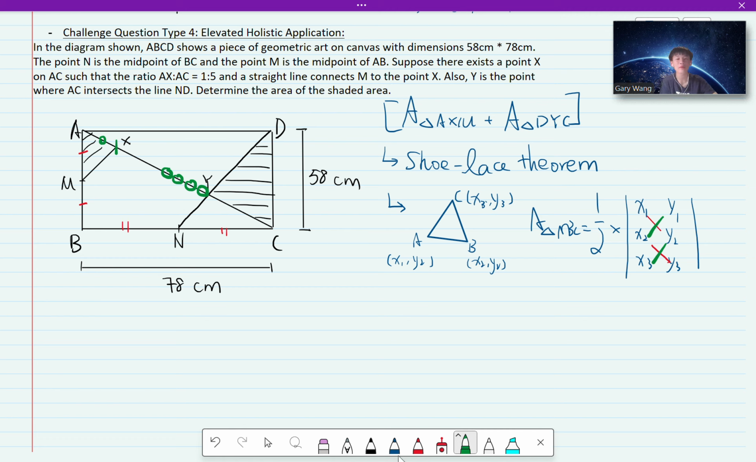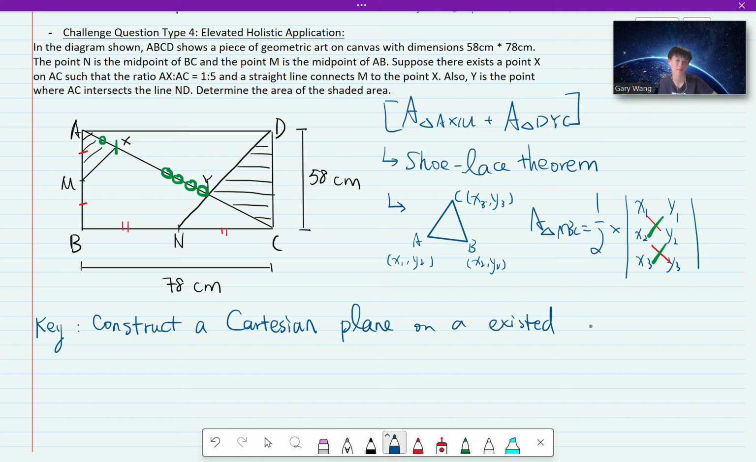So, how can we do this? We want to use the shoelace theorem, which requires all the coordinates of the triangles. But there's no Cartesian plane in this diagram at all, so where are all the coordinates coming from? Therefore, our most important starting point, the key point in this question, is learning to construct a Cartesian plane on an existing diagram. How can we do that?